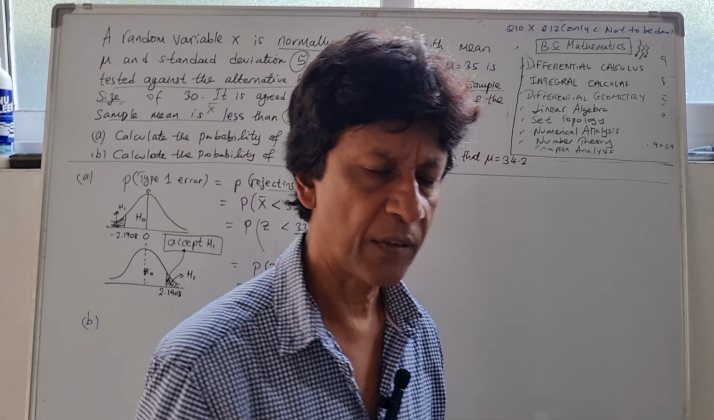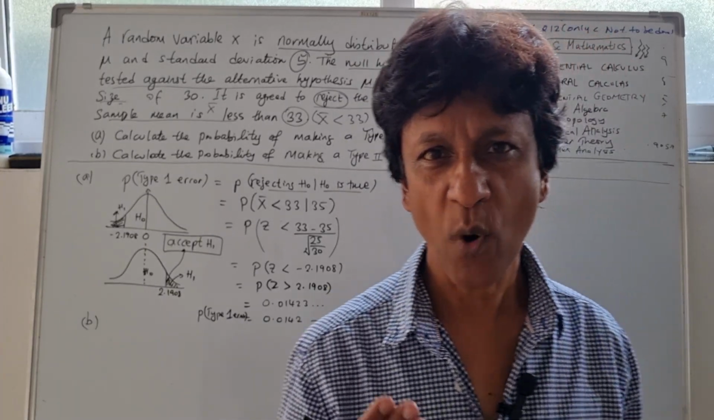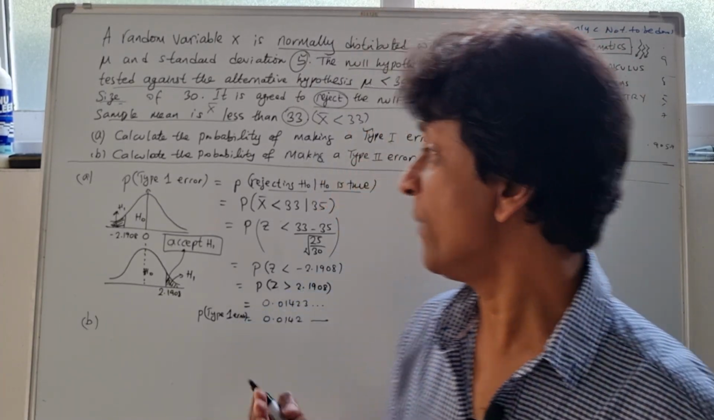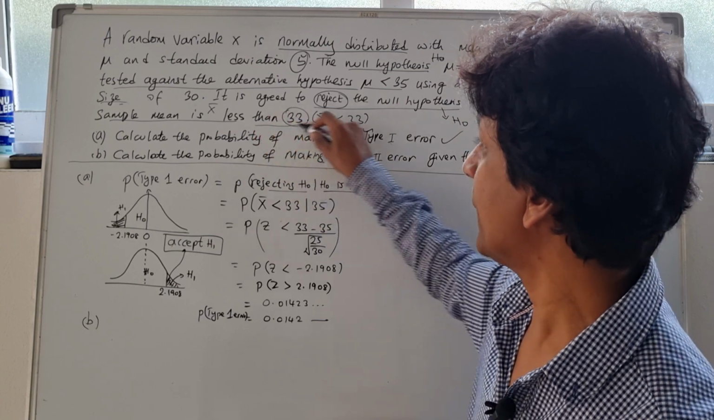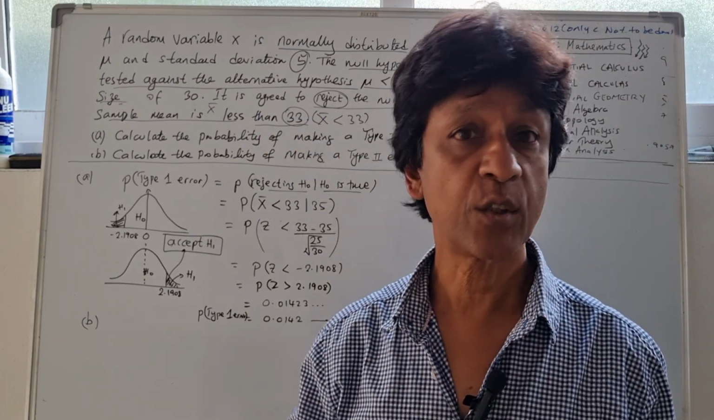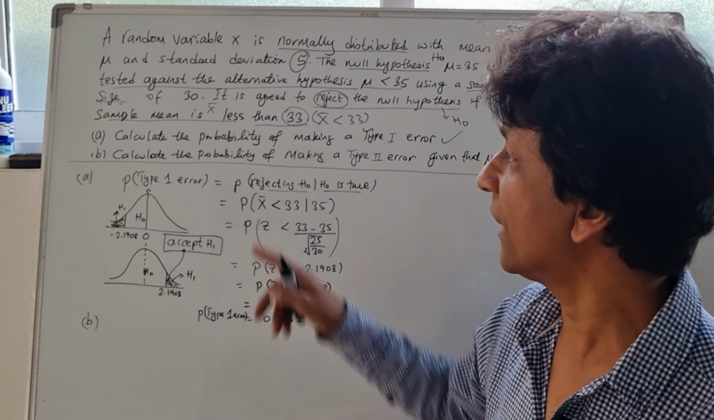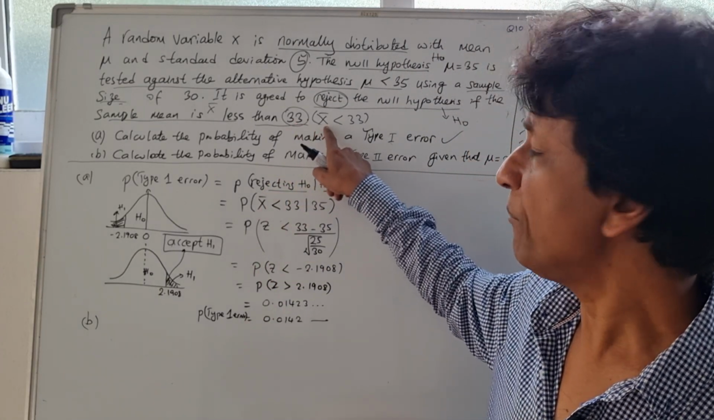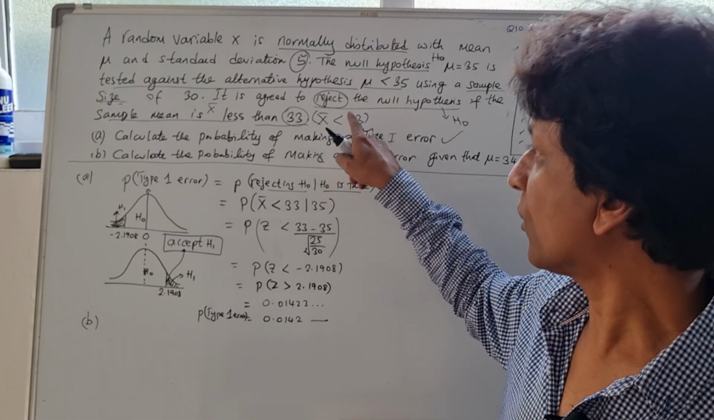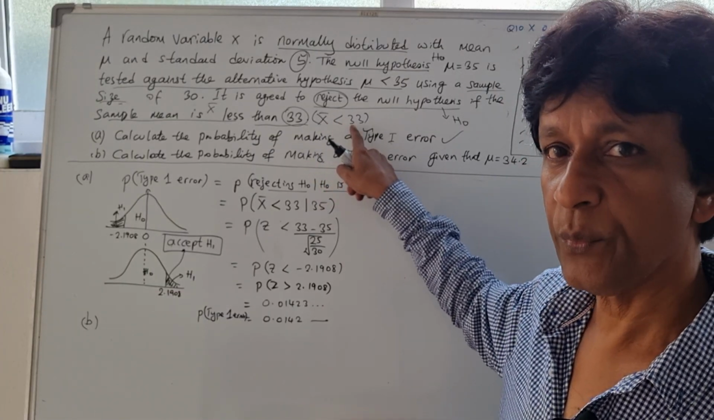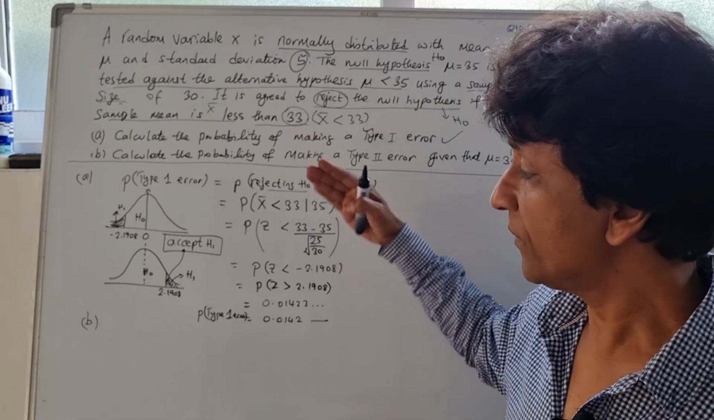So let's talk about this. When we said type 1 error, it was agreed that the mean would actually be less than 33. So what about the probability of a type 2 error? That's the opposite of a type 1 error, so it's going to be greater. So the sample mean is now going to be greater than or equal to 33, and that's going to give us the probability of a type 2 error.